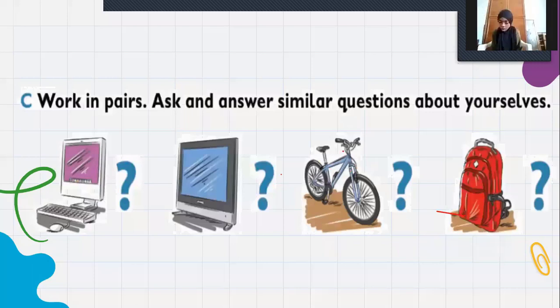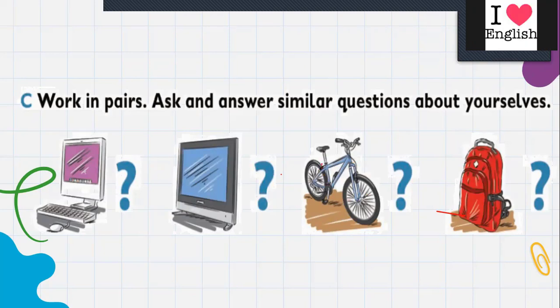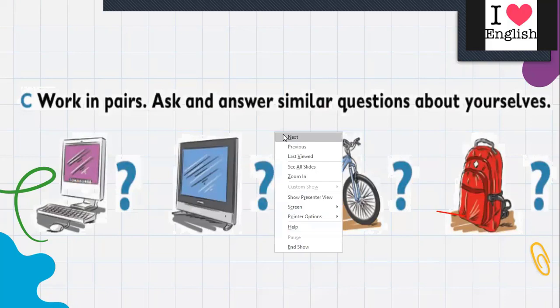Okay, have you got a bag? Yes, I have. Have you got a bike? Yes, I have. Yes, very good. Thank you. Now we will move to the next section.